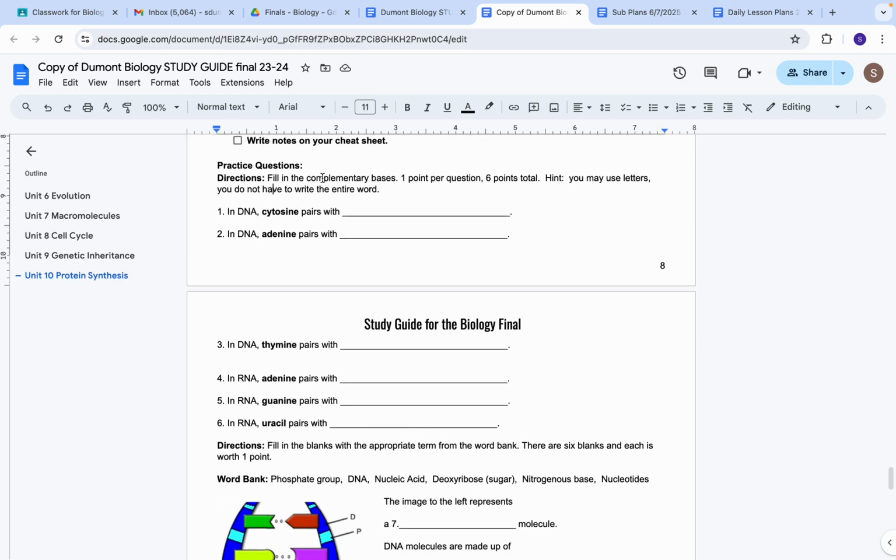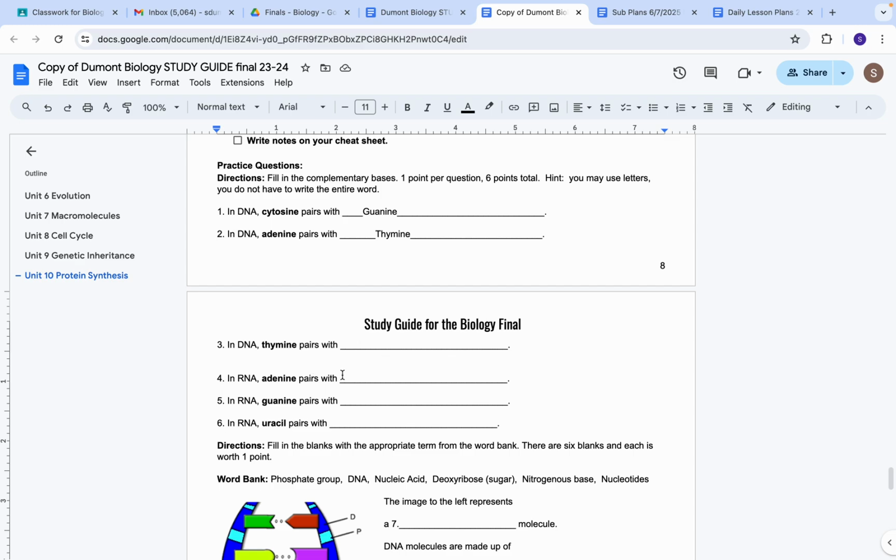Okay, number 1 for Unit 10. In DNA, cytosine pairs with guanine. You could just write G. See, I said you may use letters. You don't have to write the entire word. So you could just say C pairs with G. That's fine. In DNA, adenine pairs with thymine. So C and G go together, and A and T go together.